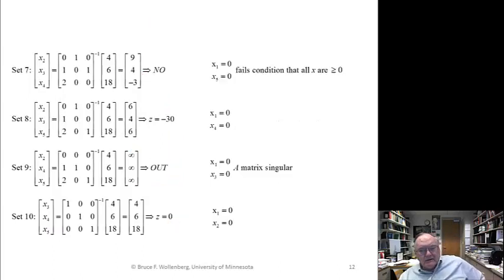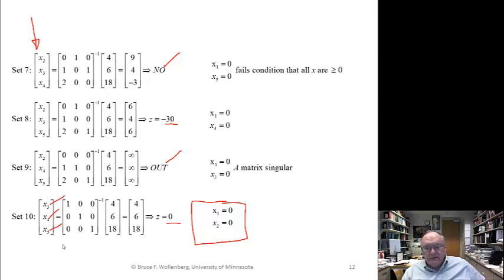Still more. We can just keep going. We're going through all possible combinations of 3 in here. This fails on a condition. This is a good condition, but it's not an optimum. This is no good. We've got a singular matrix. Here's where we are at the beginning. This is where x1 and x2 are 0. And so we're only saying that the basic feasible, so at the very beginning, is the slack variables.